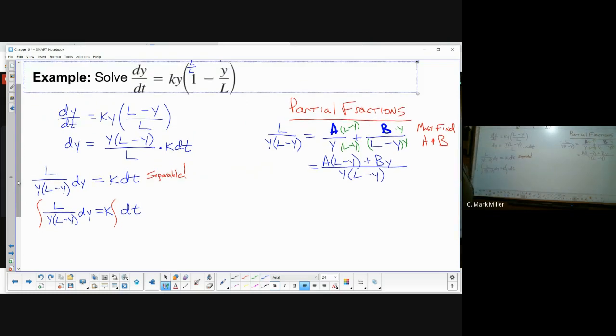We just added fractions. So if I have A over B plus C over D, to add those, my denominator is going to be BD. So I have to multiply by D over D.